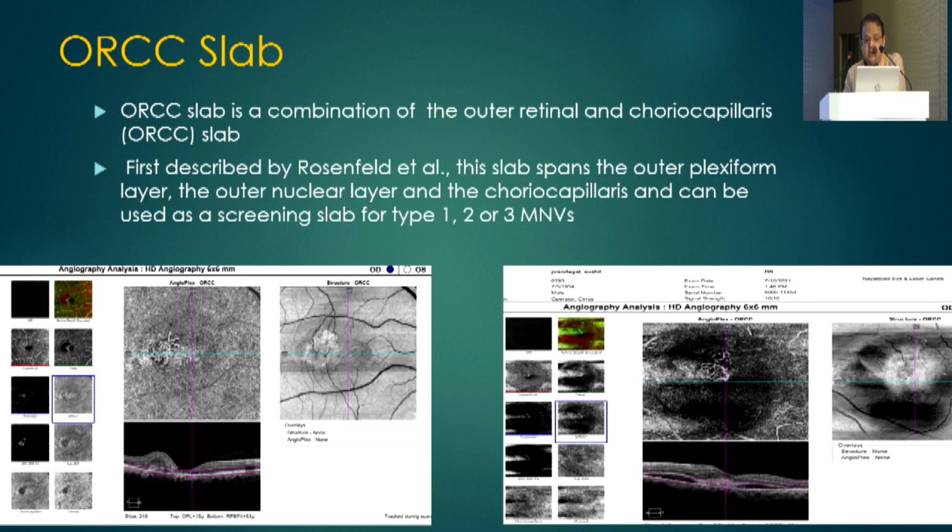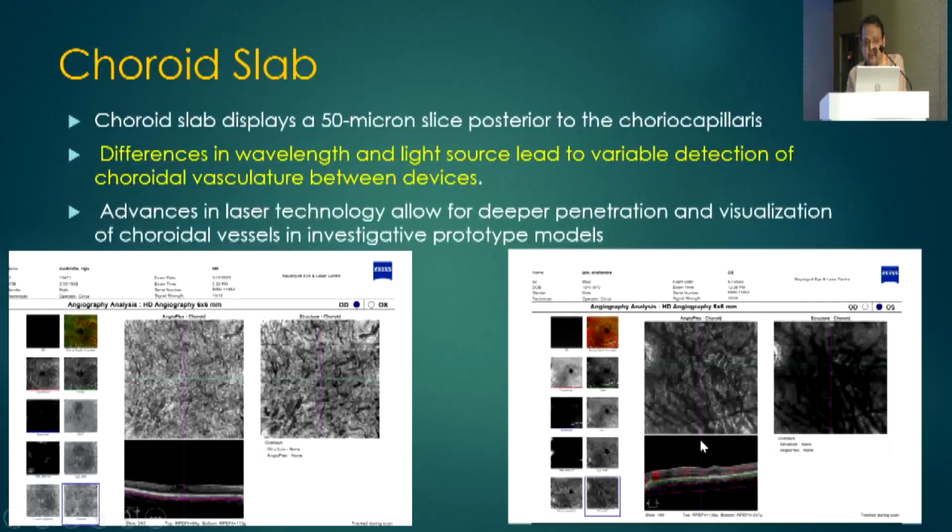It was first described by Rosenfeld. This slab spans from the outer plexiform layer, the outer nuclear layer, and the choriocapillaris, and is best in case of type 1, type 2, and type 3 CNV. And this is one of the patients of juxtafoveal telangiectasia. You can see an atrophy here with the simultaneous CNV. Another patient, if you see this slab, you can see a CNV and SRF here. So all three images have to be interpreted to come to a conclusion.